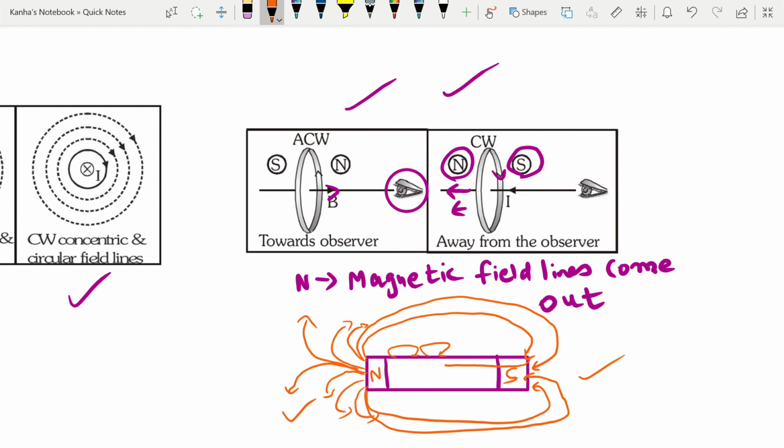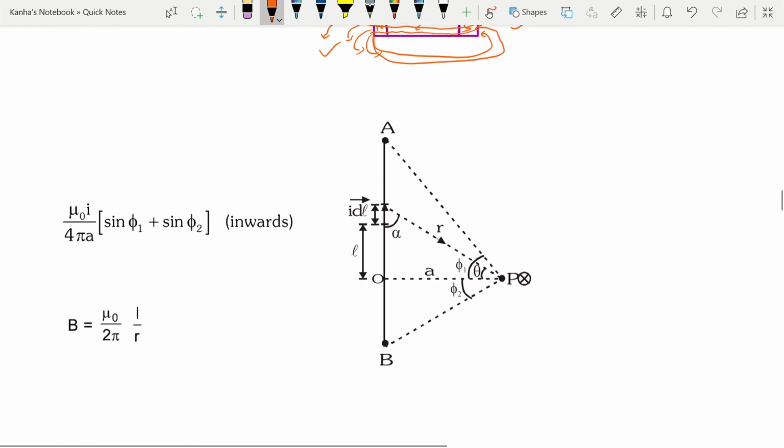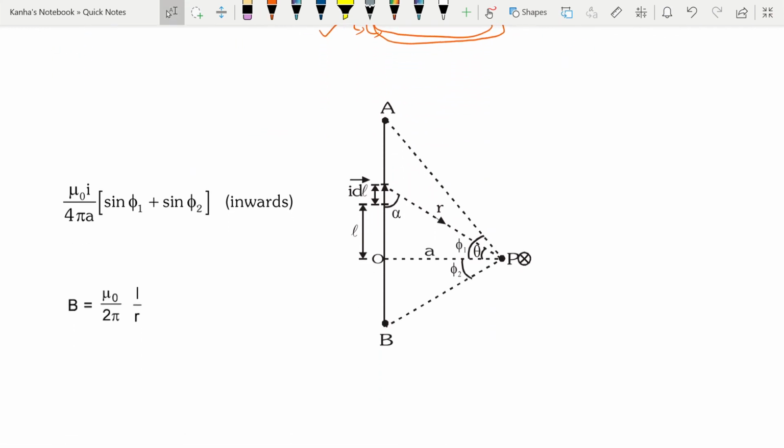Inside the magnet, they will be like this. So inside the magnet, they're going from south to the north, but outside, it's coming out of the north and going into the south. This is what you should note. And this is the same principle applied to circular loops. So circular loops are also like small magnets. Okay. With this done, let's start with some applications of the Biot-Savart's law.